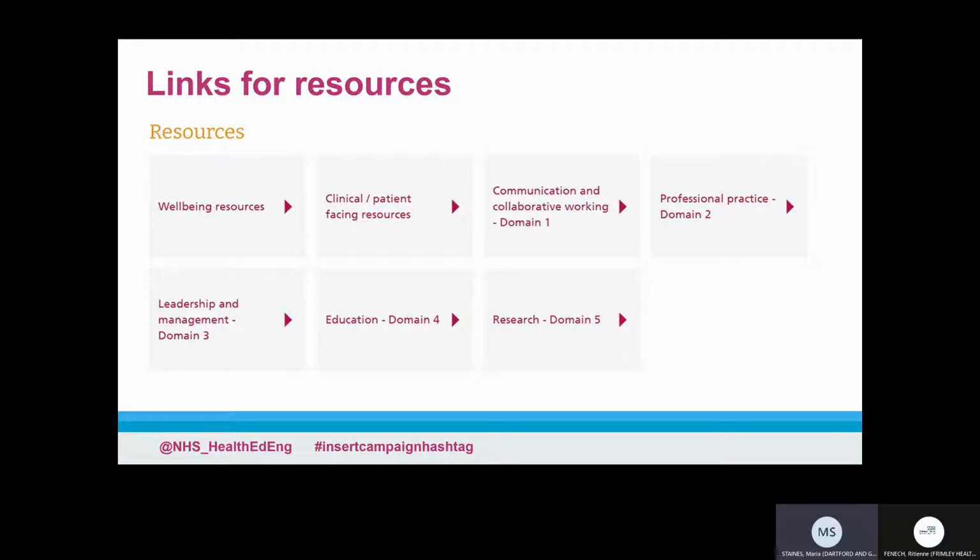Within the resource library, there are 7 tabs available to explore: Wellbeing resources, clinical and patient-facing resources. This is available as a tab on its own within the library, as well as the content being available within domain number 2. Then we have domains numbers 1 to 5: communication and collaborative working, professional practice, leadership and management, education, and research.